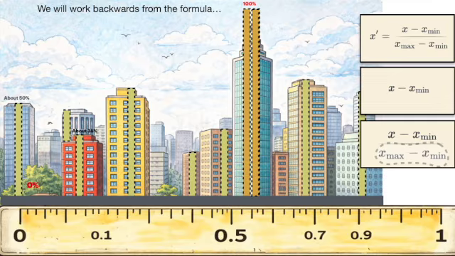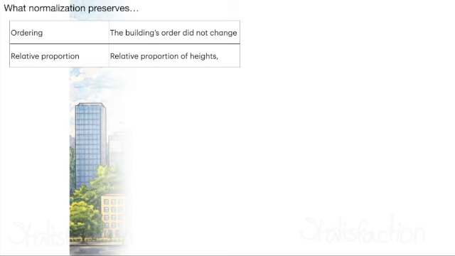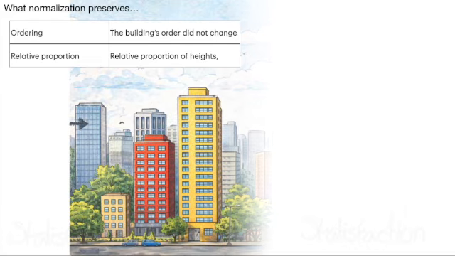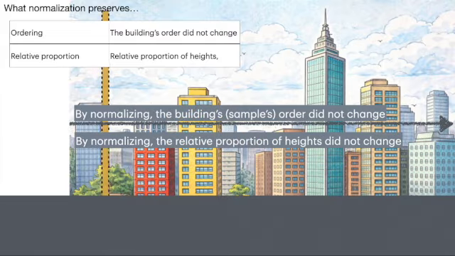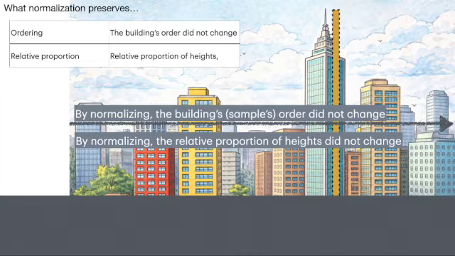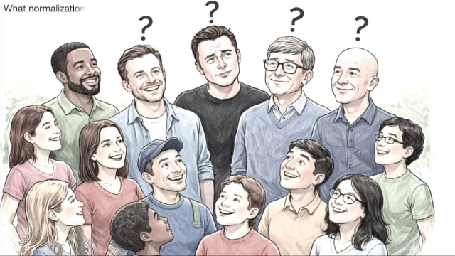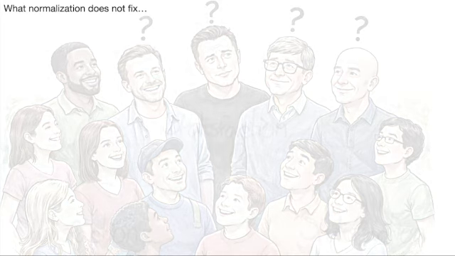So does normalization change the data itself, or just how we measure it? Normalization preserves the order of the samples and their relative proportions, while rescaling all distances by the same factor. Can normalization fix outliers or skewness in a data distribution? Normalization does not reduce the impact of outliers.